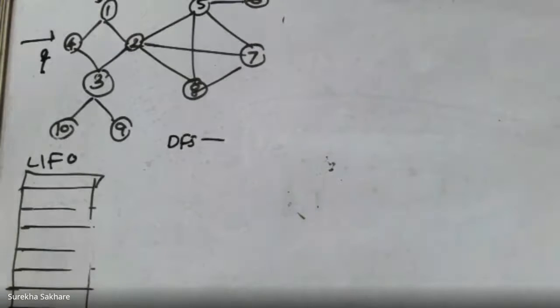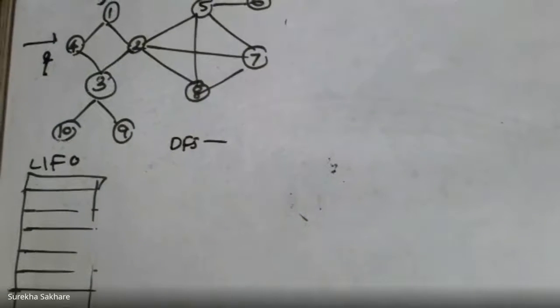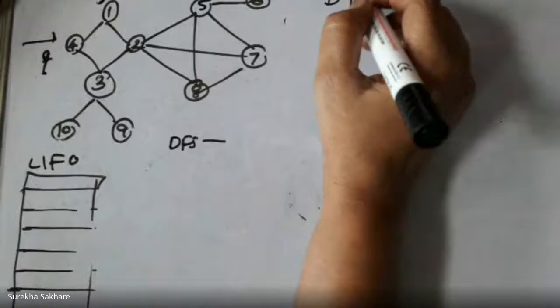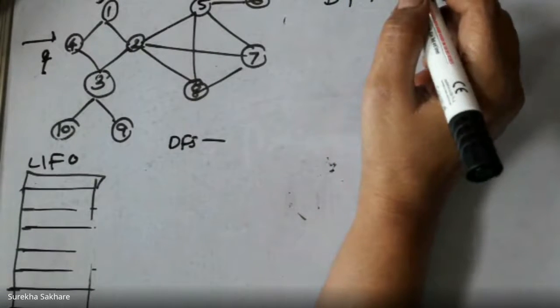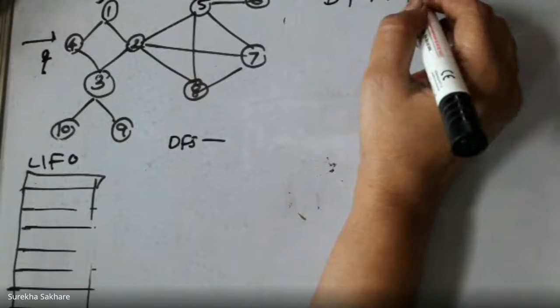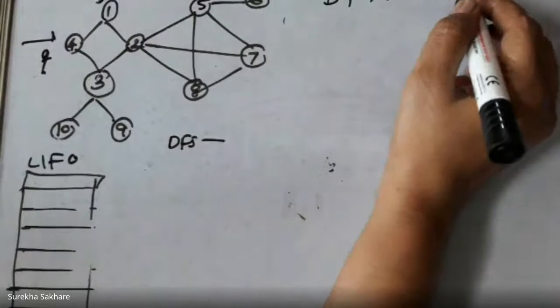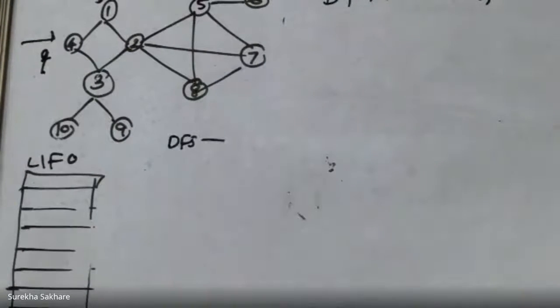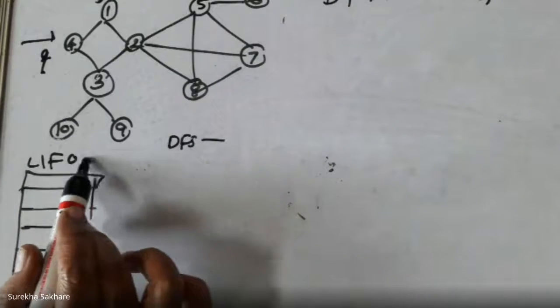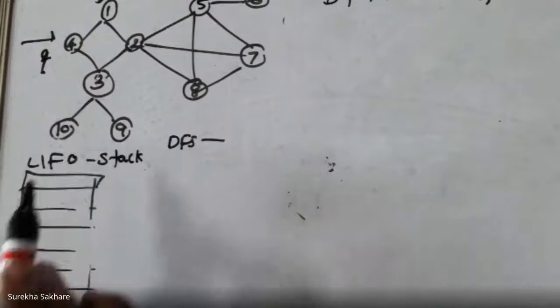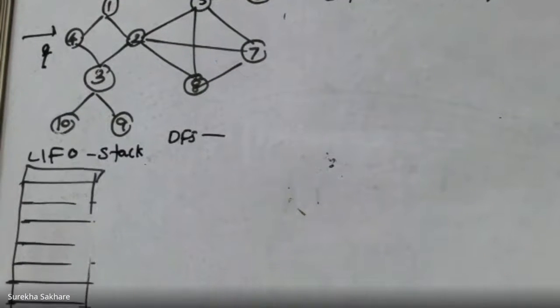Now we'll see the depth first search algorithm. In this, the data structure used is a stack. You can say last in, first out.